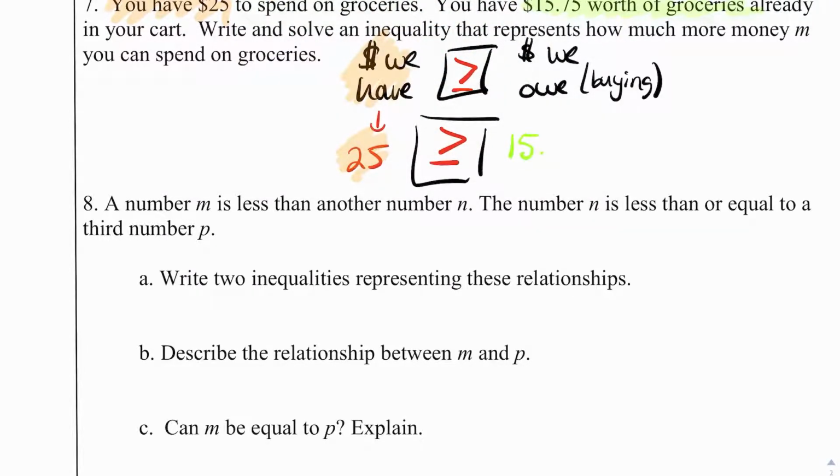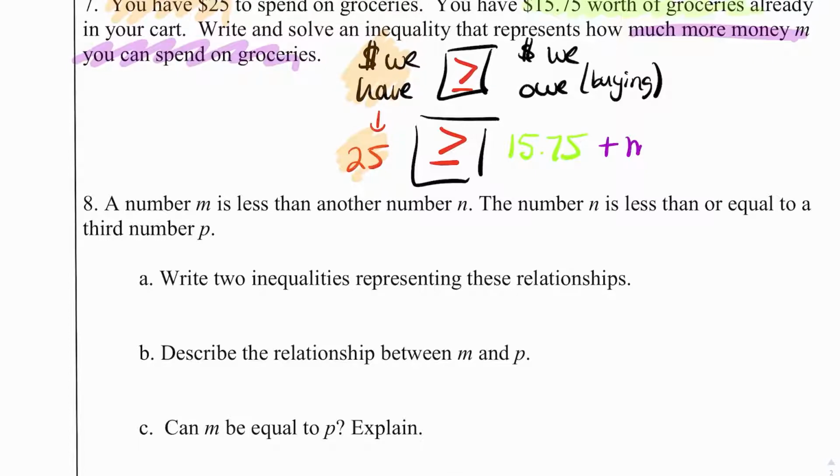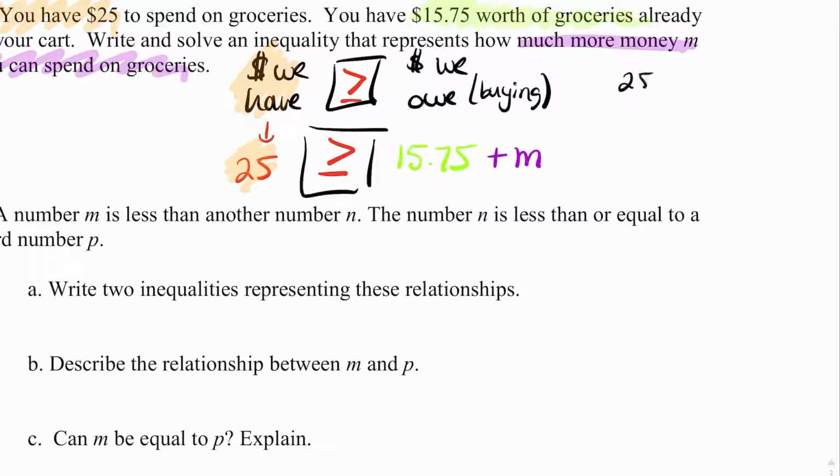So we owe $15.75. But it also wants us to represent the inequality, how much more we could spend on groceries. So that's part of what we would owe. How much more would I buy? Well, they want us to call that M. So here's our inequality. I'm going to write it in black just to make it a little more clear. We're saying that 25 must be bigger than or equal to 15.75 plus M. So that's step 1. We had to write the inequality.